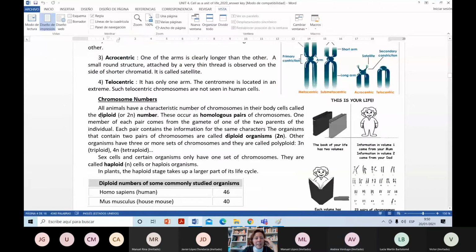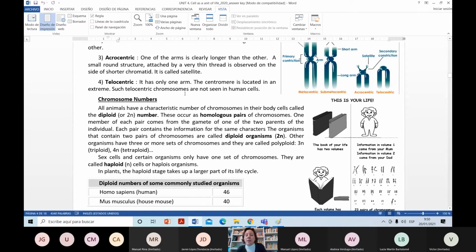Our diploid number is 46. So what is our haploid number of chromosomes? If the diploid number is 46, what is the haploid number? 46 is diploid. Diploid means 2N. So haploid means 1N, the number of chromosomes that we've got in sex cells. It's 23, okay, half of it. So that would be an easy question.